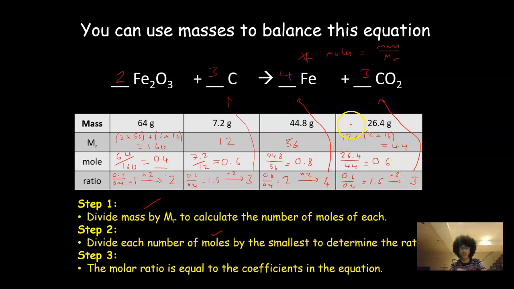And again, we can do a quick check just to double check we haven't made any errors. Iron, I've got 2 lots of 2, which is 4. Here, I've got 4 already, all balanced. For oxygen, 2 lots of 3, which is 6. Oxygen, 2 lots of 3 is 6. Oxygen is balanced. And then finally carbon, 3 lots of carbon over here, and over here 3 lots of carbon as well. So that's balanced too.